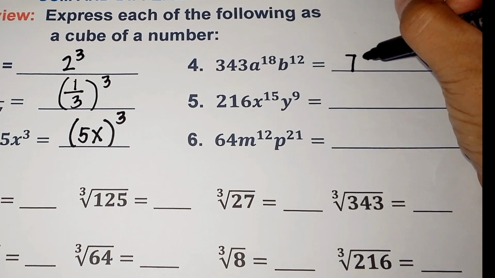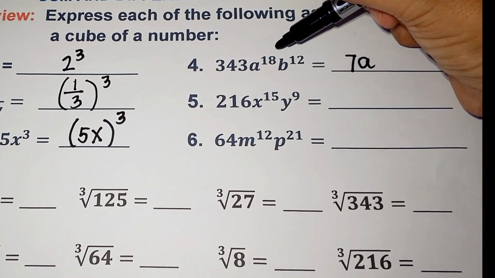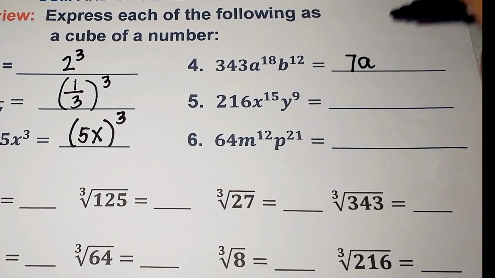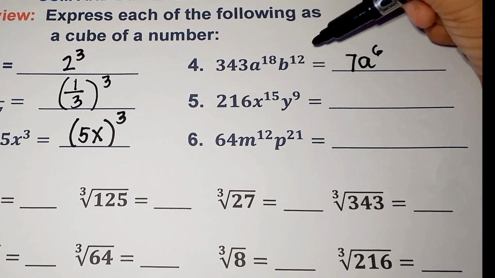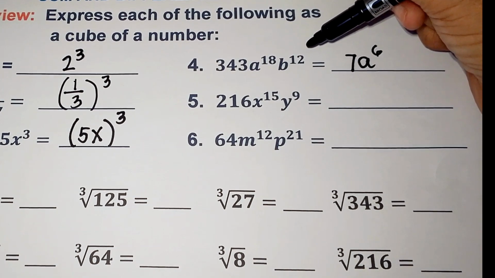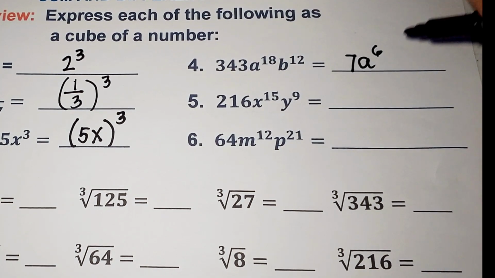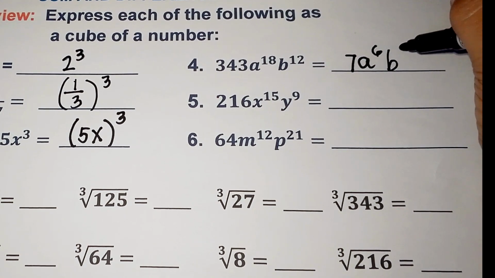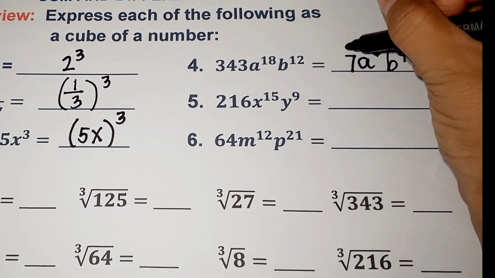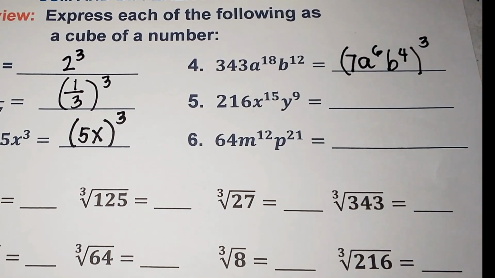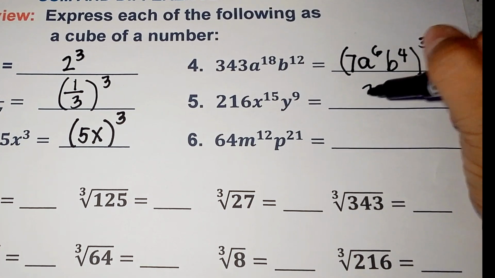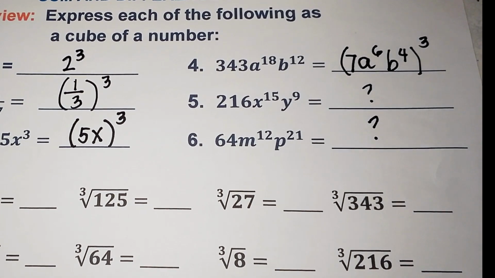And then for the next one, let's divide 18 by 3. 18 divided by 3 is 6. And then let's divide the exponent of b, 12 divided by 3 is 4. So b to the 4th. So this whole quantity, cubed. So 7a raised to the 6th, b to the 4th, cubed. Number 5. Okay, so I want you to do number 5 and number 6.